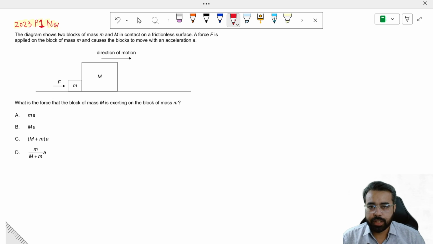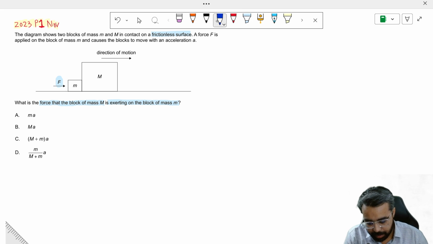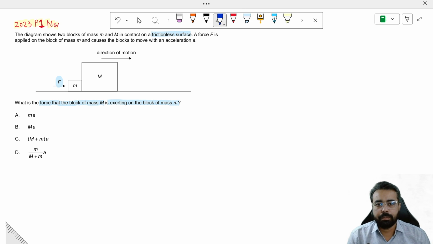Okay, in this question, as you see, the two blocks are in contact with each other, and according to the question, this is a force which is accelerating these two blocks, and these two blocks are placed on a frictionless surface. And in this question, you have to find out the force that is exerted by the mass capital M on the smaller mass small m, right? Means the larger mass on the smaller m. So let's find this. I will explain this question by two methods. One is a very easy method and the other one is a relatively difficult one.